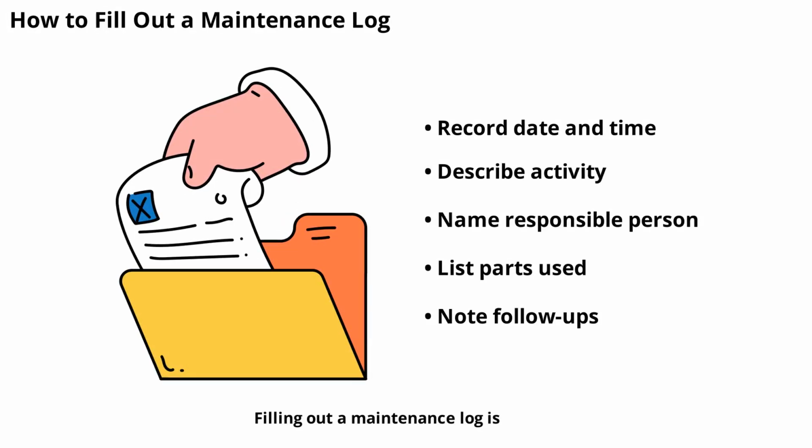Filling out a maintenance log is straightforward, but requires attention to detail. Start by recording the date and time, then describe the maintenance activity. Include the name of the person performing the work and any parts or materials used. If you notice any issues or need to schedule follow-up actions, make a note of these as well. Consistency in your entries makes the log more valuable over time.